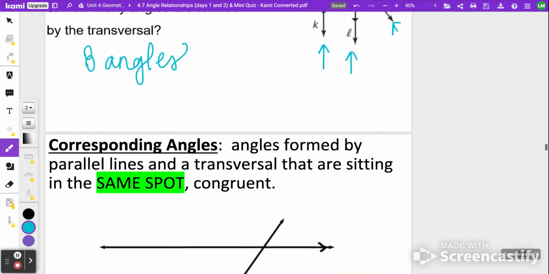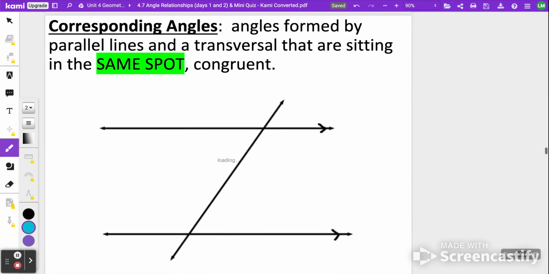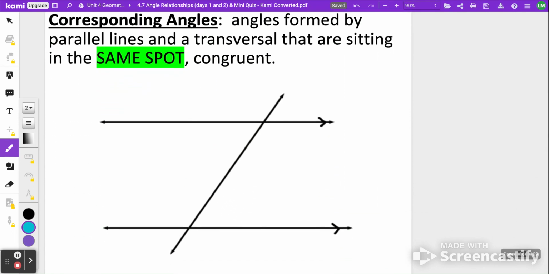Okay. What we're going to talk about now are the types of angles that you can have when you have a transversal. The first set we're going to talk about is corresponding angles, and these are angles formed by parallel lines and a transversal that are sitting in the same spot. So for example, I'm going to say this angle right here, we can call this heart angle, also corresponds to the heart angle down here. Or this angle right here could be triangle, which would also correspond here. Notice it's triangles in the top left corner of each set.